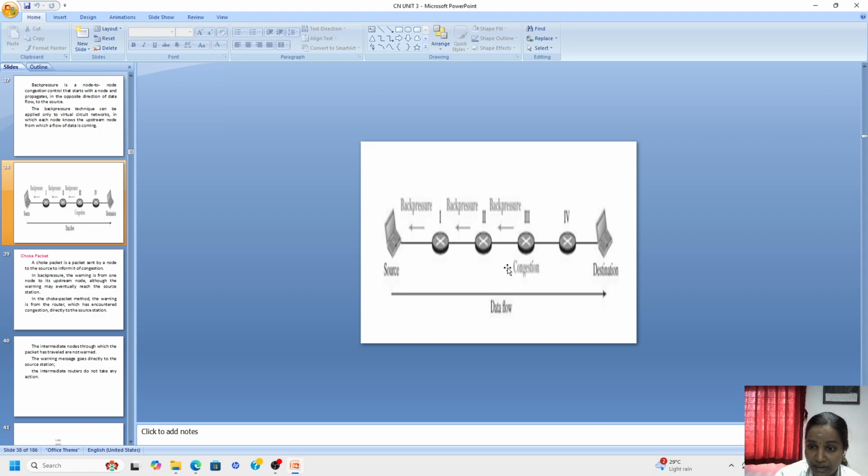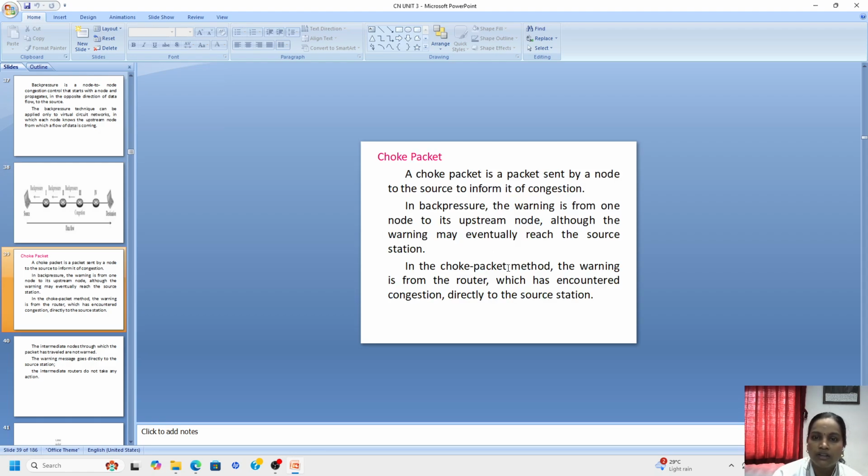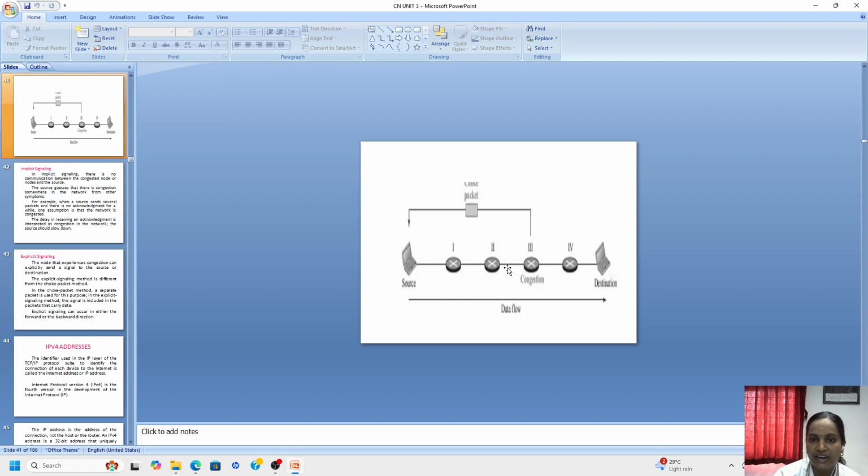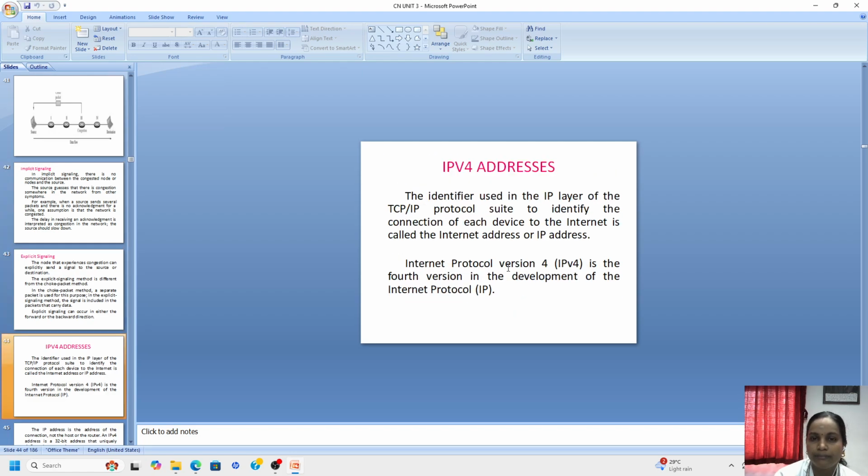This is a diagrammatic representation. The back pressure is backtracked between the source and destination. The backtrack is initiated from the destination back towards the source. The choke packet is a packet sent by a node. This is a kind of packet that is also transmitted from one end to another end. This is a diagrammatic representation. The packets are in the form of chokes.